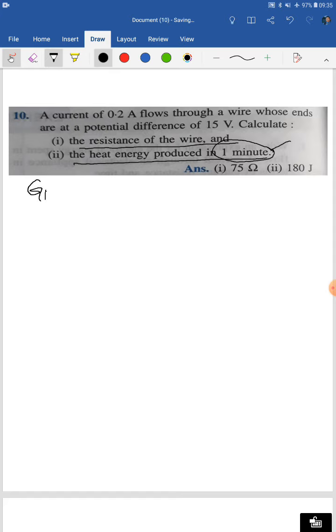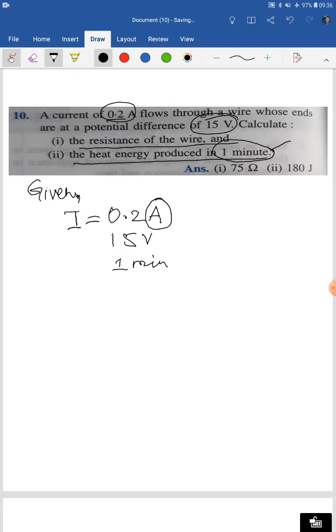So first of all, let us jot down the given. 0.2 ampere, so that is one physical quantity given. Another one is 15 volt, and here you have 1 minute. So ampere is the unit of current, so you'll write given I equals 0.2 ampere, because I is the letter that we use to represent current. This is voltage, potential difference means V. Then you have 1 minute, that is the time.